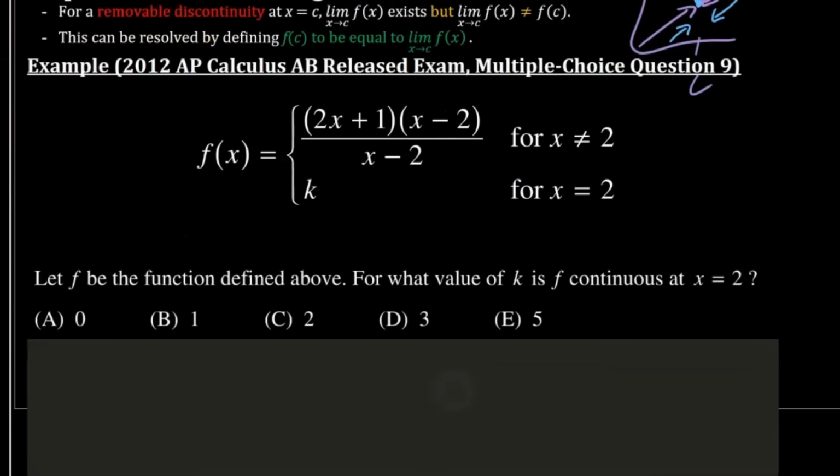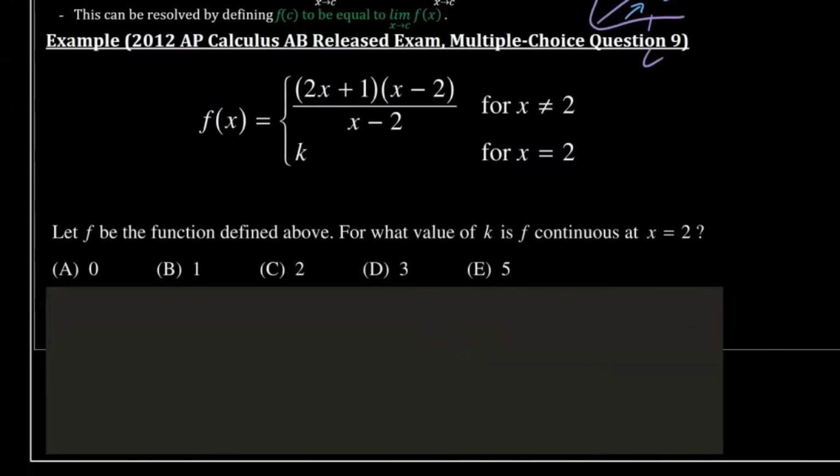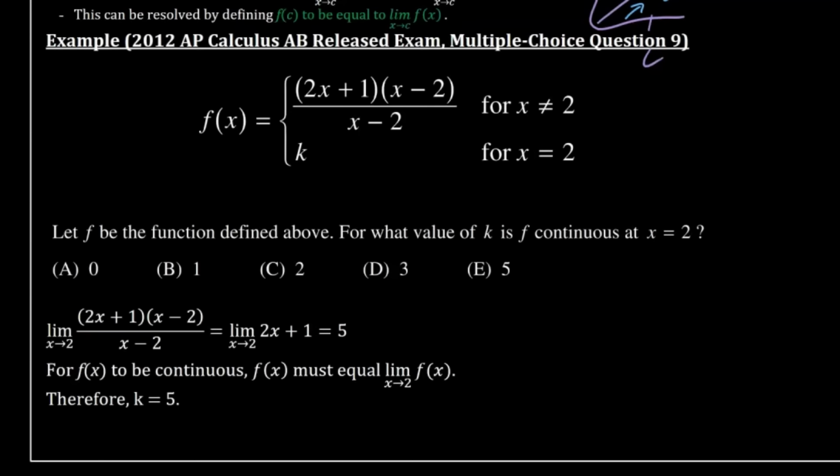Let's take a look at a 2012 AP Calculus AB release exam question. This is multiple choice question number 9. Take a second and see if you can solve it. Okay, let's get rid of our box here. Let f be the function defined above, the piecewise function. For what value of k is f going to be continuous at x equals 2?